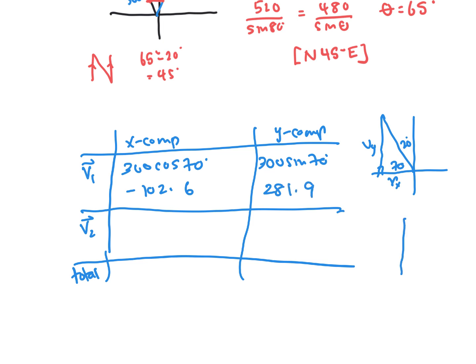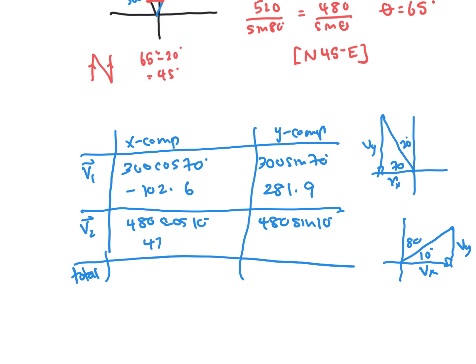The second leg of the trip, they're going north 80 towards the east. If we connect to the x-axis, that makes this 10. And so we'll use the 10-degree angle with the 480 displacement. And both are positive because they're going right and up. And then we'll total that up to find our resultant.